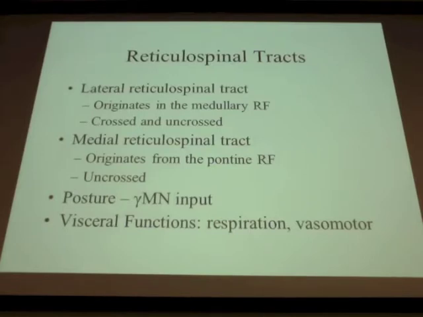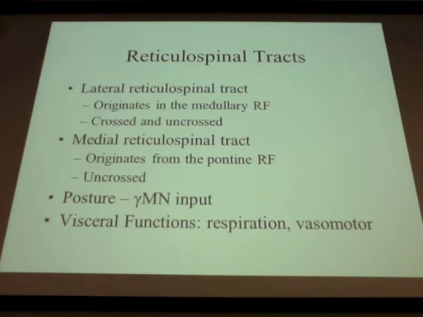The reticulospinal tract is divided into two branches. There is a lateral reticulospinal tract, which starts in the medullary part of the reticular formation. So this is in the medulla, this is in the brain stem. It has both crossed and uncrossed fibers. And then there's a medial reticulospinal tract. So again, the name tells you where it goes. It goes from the reticular formation of the medulla. Okay, that's the lateral reticulospinal tract. And it terminates on the alpha motor neurons, lower down.